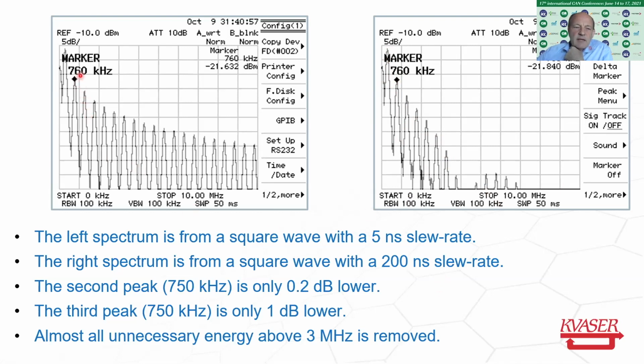So you can see here that the 750 kilohertz signal, compared to this signal here, due to the slew rates, is only 0.2 dB lower, and the next is 1 dB lower. And of course, all the others up here are much lower than you get with the high slew rate signal.